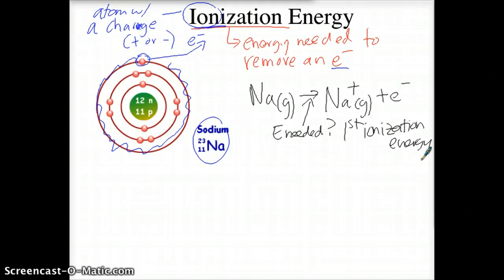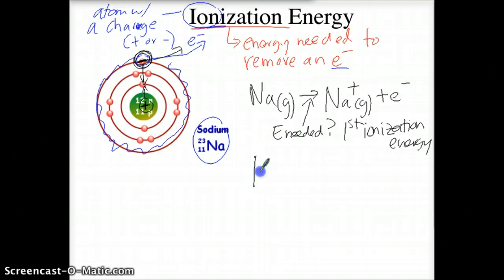Well, let's break it down. Why would it even need to take energy to do this? Well, we know that electrons are negatively charged, and the nucleus is positively charged. So there's this attraction between the nucleus and the valence electron. So it's going to take some energy. We're going to need to add some effort, some energy, to rip this electron away from this positively charged nucleus.